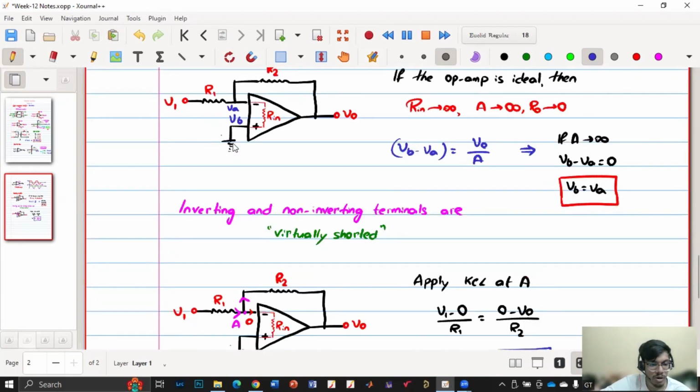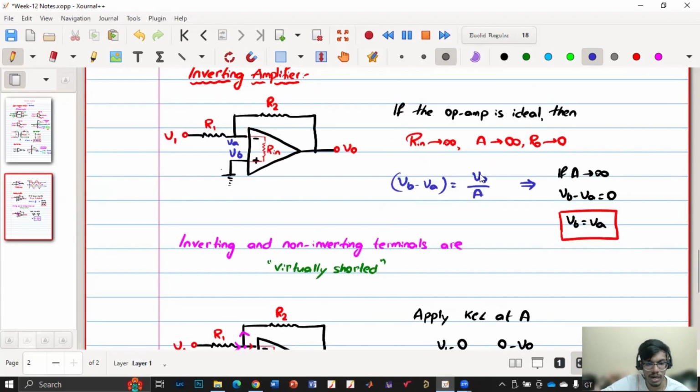Here, because this is connected to ground, this is connected to ground because these are two shorted. But if this is connected to some voltage V1, then this VA will also have the same potential V1. So the idea is these are virtually shorted. So these two are as if they are shorted internally. Why is this happening? Because we have considered the op amp to be ideal.